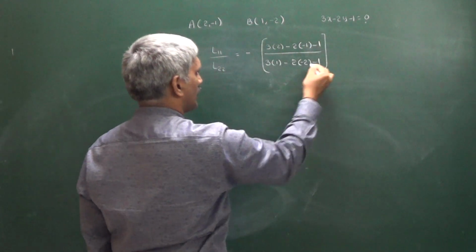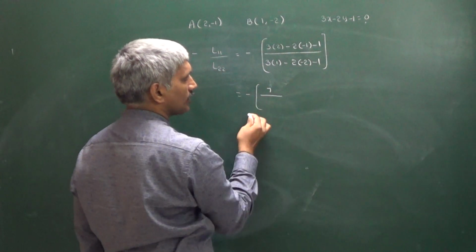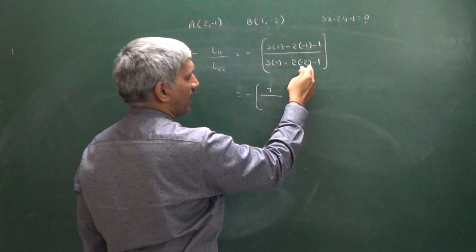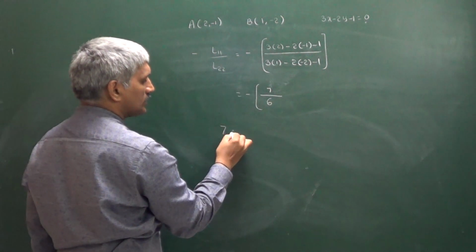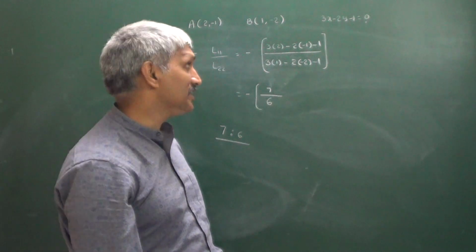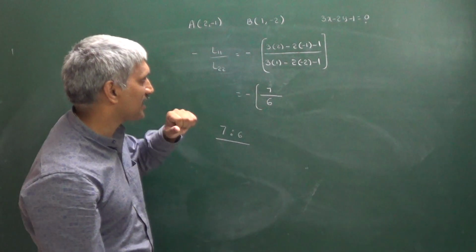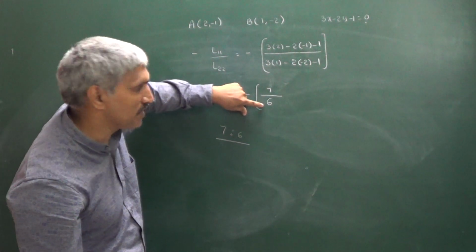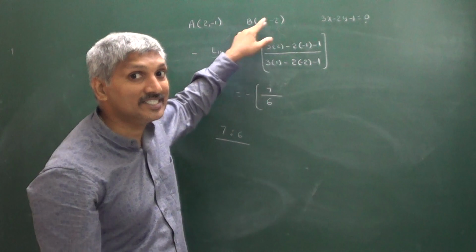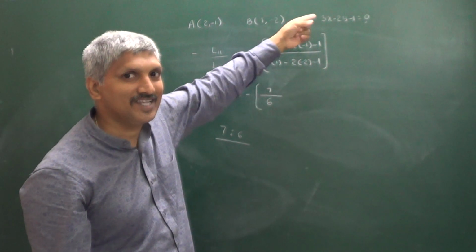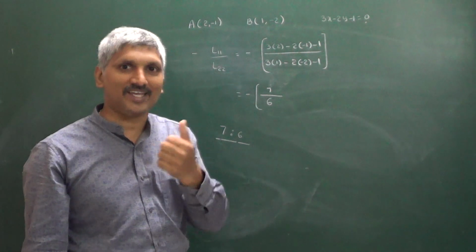Now what about this simplification? That simplification is nothing but minus 6 plus 2, 8 minus 1 is 7. 3 plus 4 is 7 minus 1, 6. That's why the line divides these two points in the ratio 7 is to 6 externally. That means for this line, these two points are on the same side. Because you can check, L11 we got positive, L22 also we got positive. L11 and L22 have the same sign. That's why the two points lie on the same side of the line. That means the line divides those two points in the ratio 7 is to 6, but externally.